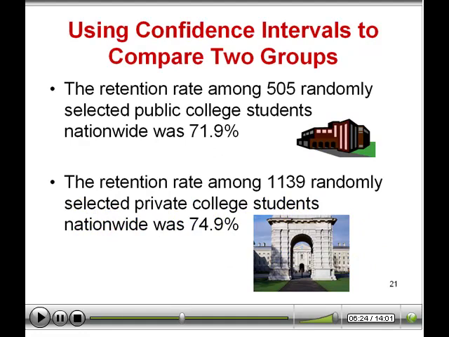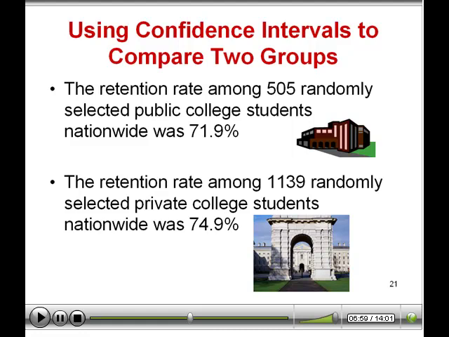One rather exciting aspect of confidence intervals is that they make it possible for us to compare groups. In this example, we have not one but two samples. Our first sample consists of students from public colleges, and our second sample consists of students from private colleges. We are interested in retention rates. That is, how many students who start college go on to graduate.